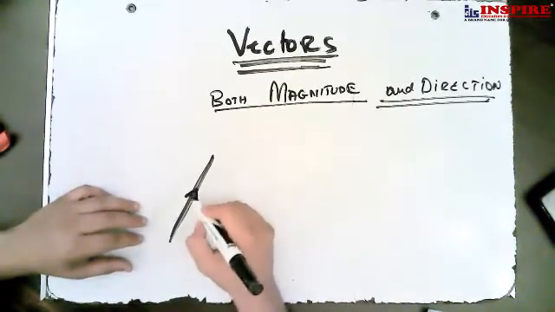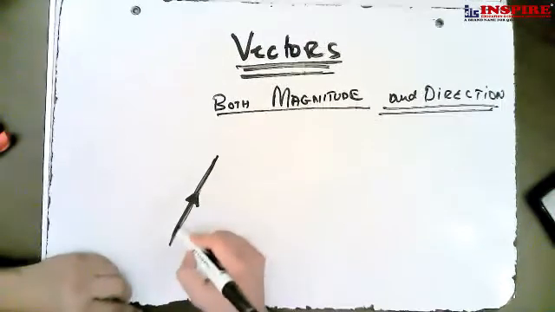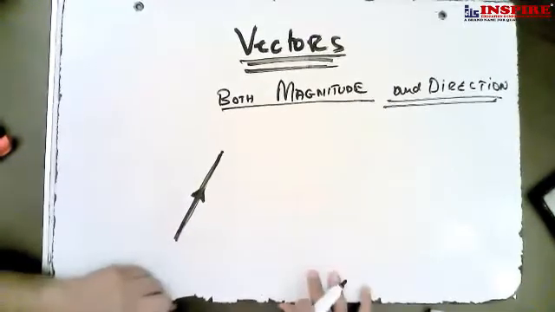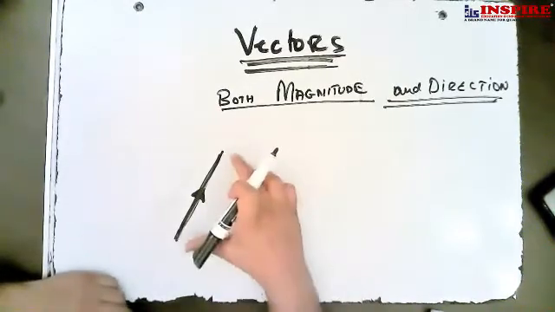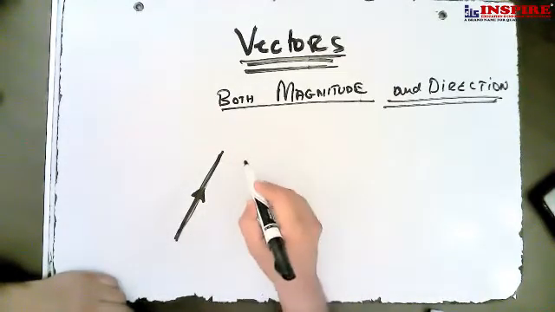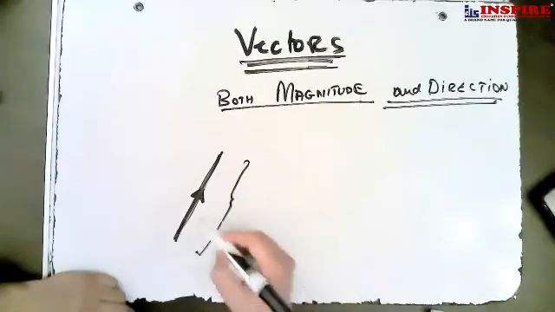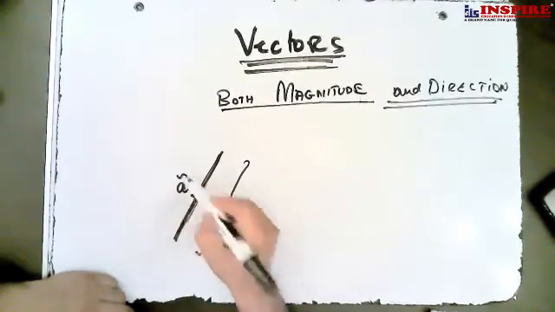Bismillah ar-Rahman ar-Rahim. Again, let's take, for instance, this line. This is a vector line. Why is it a vector line? This is a vector line because it has a size. Let's call this vector A.